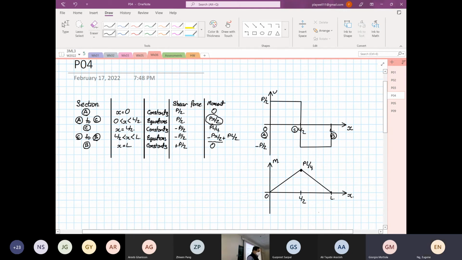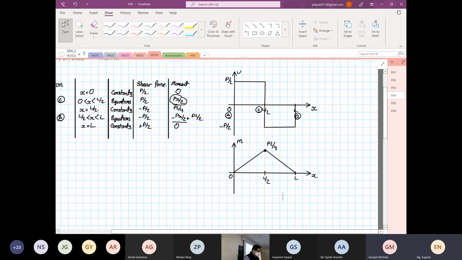So on the top is your shear force diagram, and at the bottom is your bending moment diagram. Let me explain this diagram. It has a few interesting features to know.